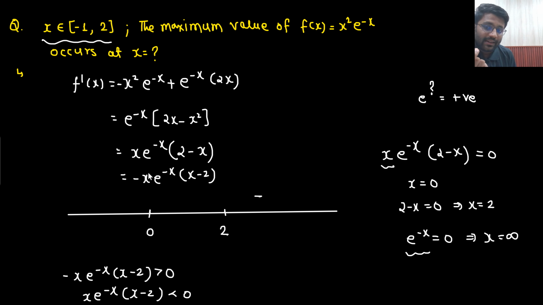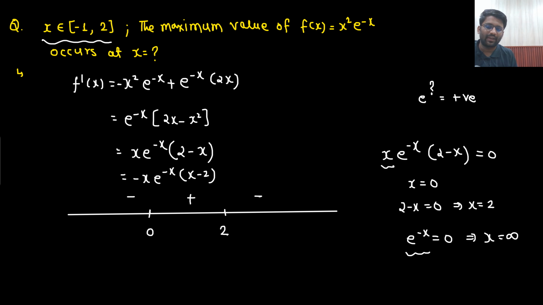If x is greater than 2, just see this scenario: the slope will be negative, right? Let's just say x equals 3. Then here you will get -1, here you will get 3, and here you will get e^(-3). This is positive, so this will be negative. And since the power is odd here, the sign will be changing. So plus, minus, this will be the scenario.